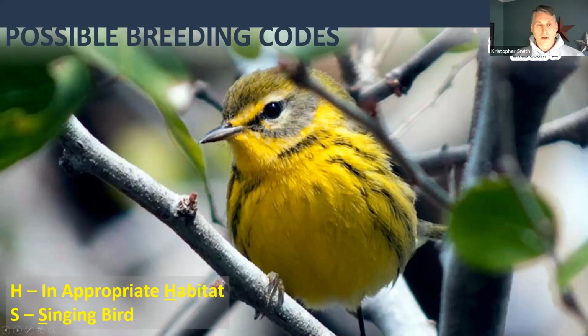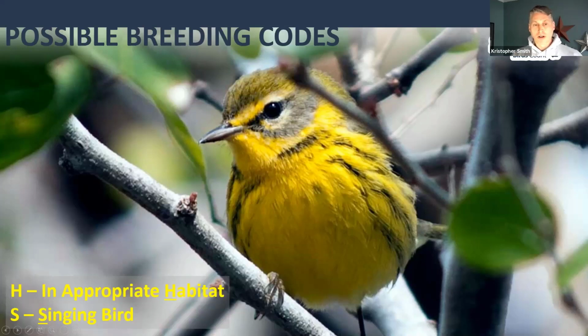That's a probable code. Multiple birds singing, M. Pair in suitable habitat. Again, you have 2 birds, maybe a mated pair that you are making observations of. You can record that as P, recording it as 2 birds under P, suitable habitat for that pair.